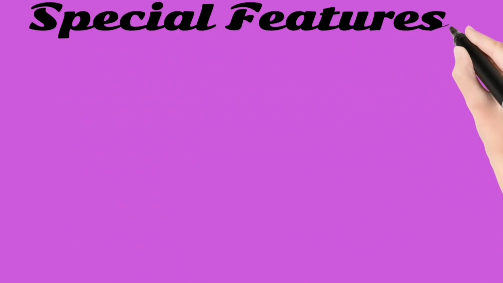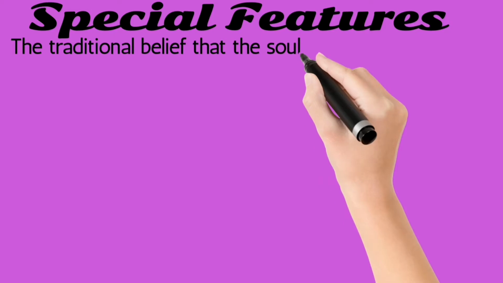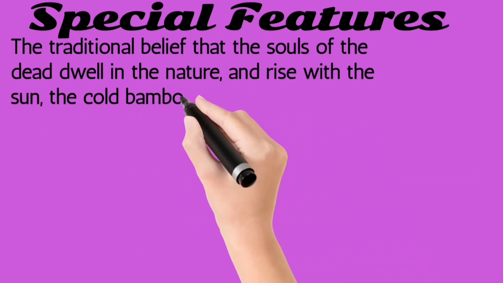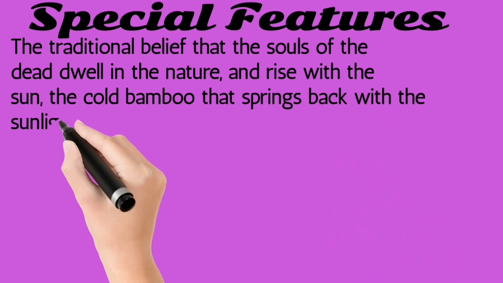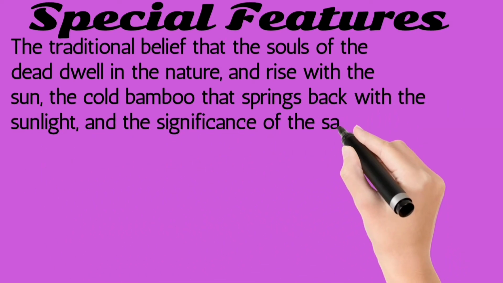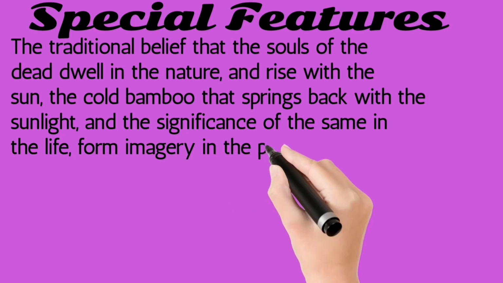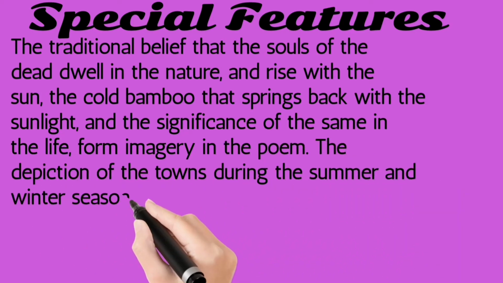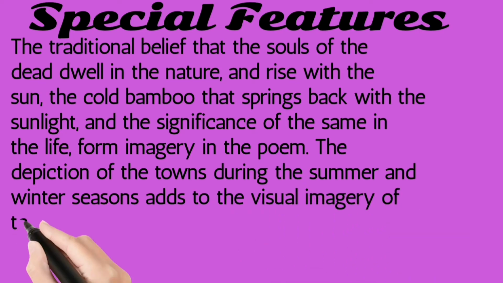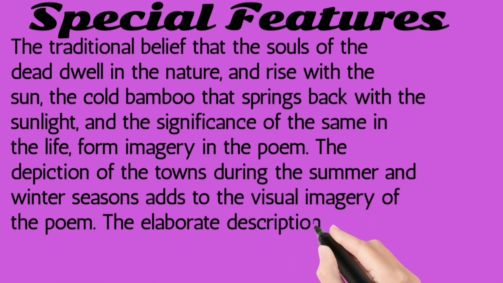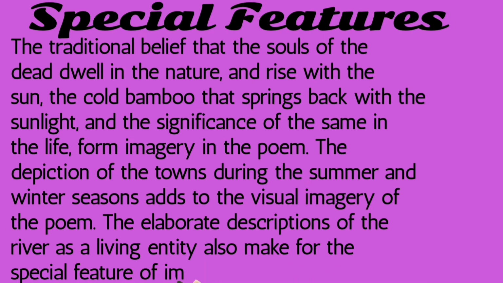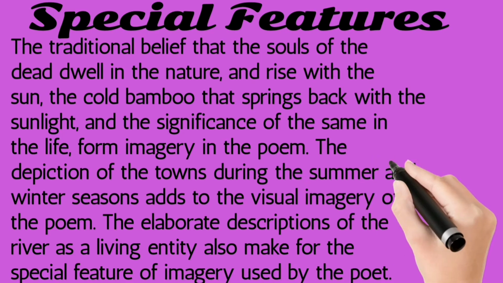Special features. The traditional belief that the souls of the dead dwell in the nature, and rise with the sun, the cold bamboo that springs back with the sunlight, and the significance of the same in the life, form imagery in the poem. The depiction of the towns during the summer and winter seasons adds to the visual imagery of the poem. The elaborate descriptions of the river as a living entity also make for the special feature of imagery used by the poet.